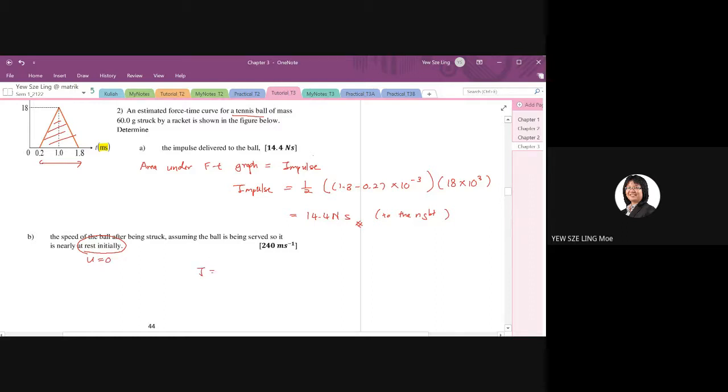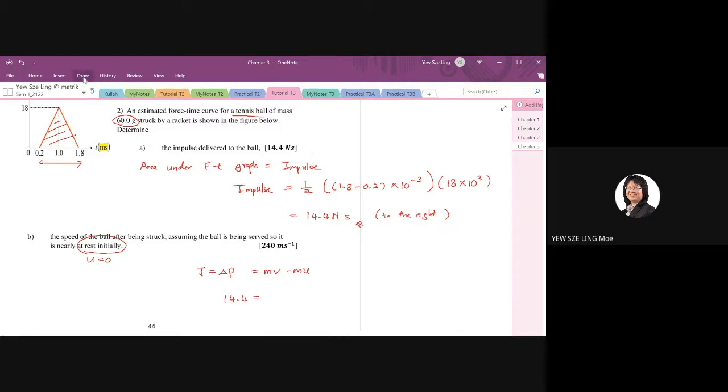So by applying J equals to delta P, so it is equal to mv minus mu. Therefore, for J we have 14.4 equals to m, we have 60 gram. Now this 60 gram must be converted into kg.